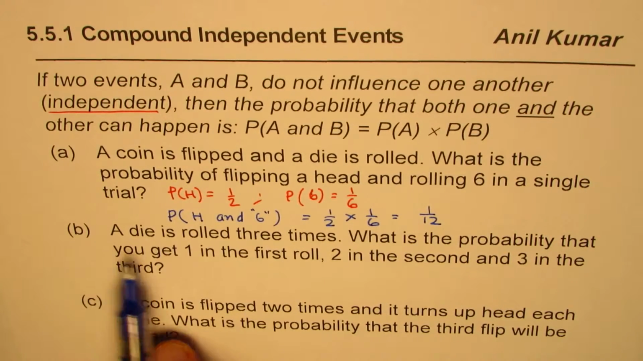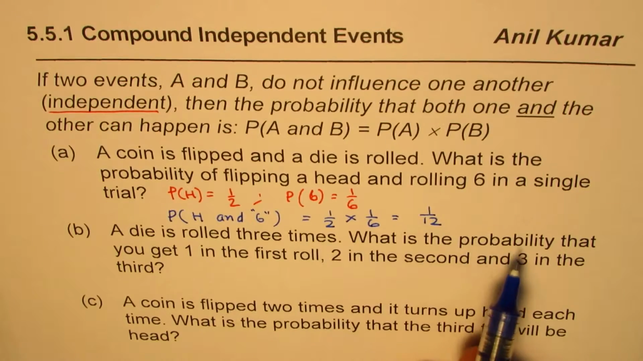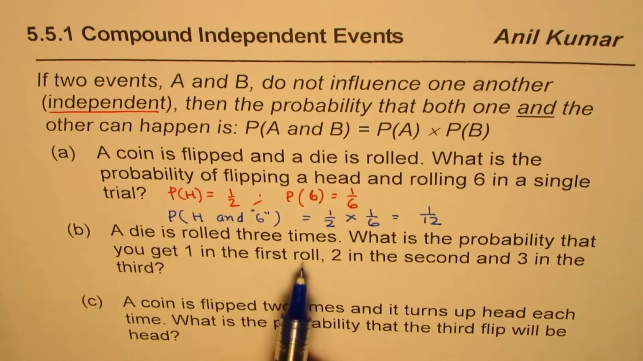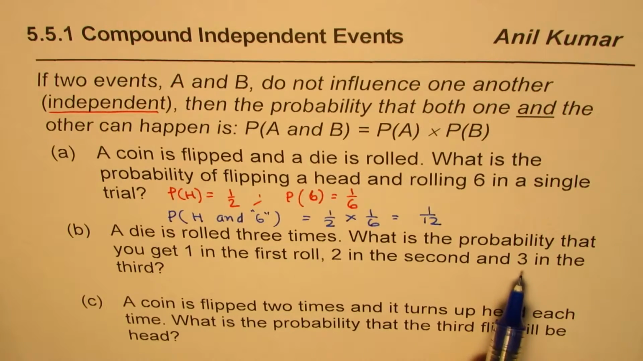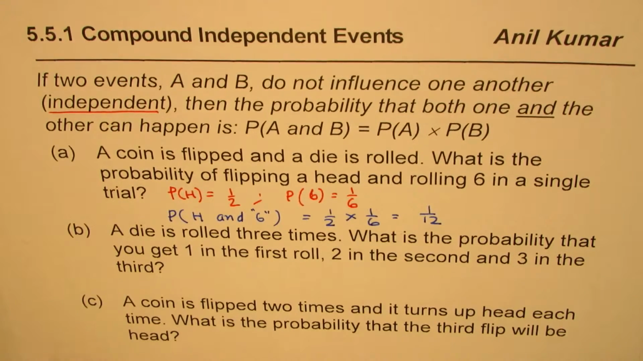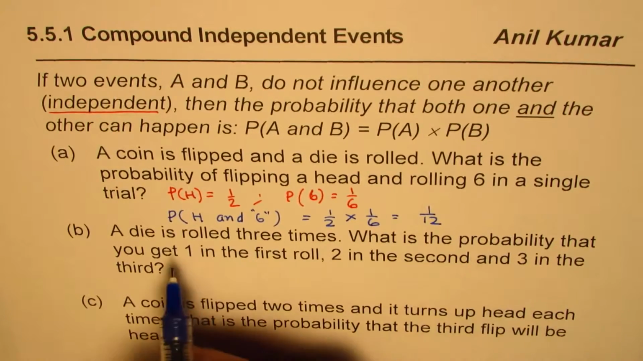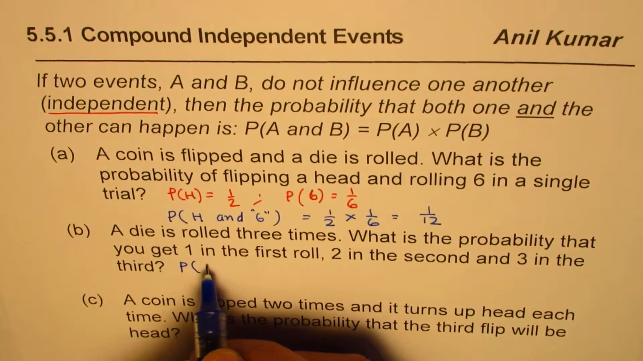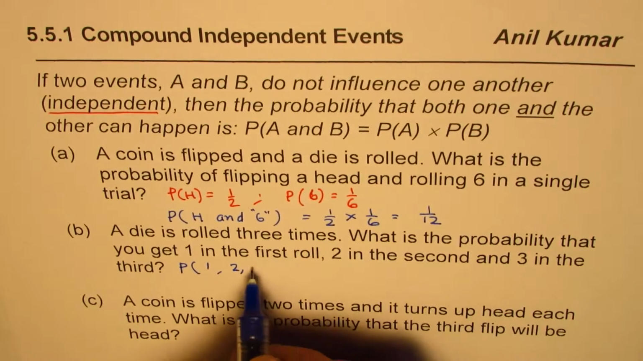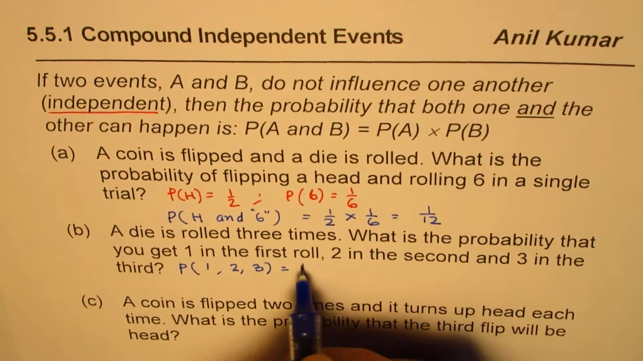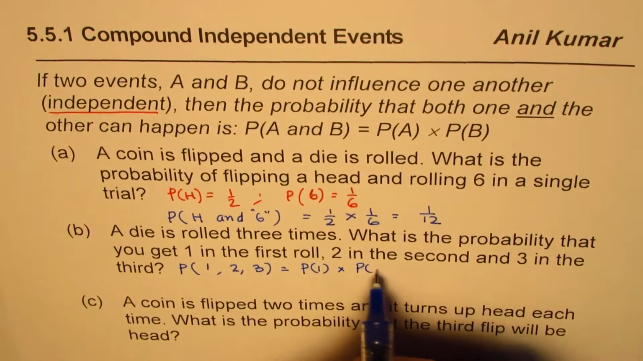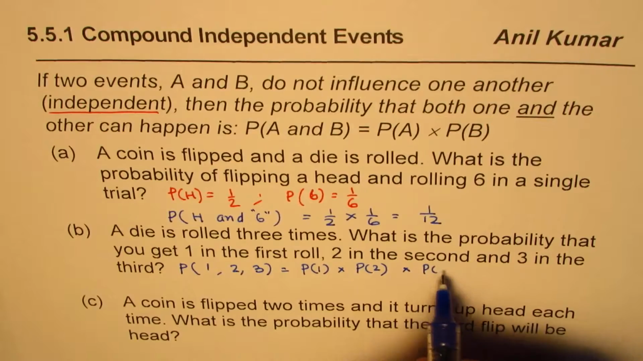The next one is a die is rolled 3 times. What is the probability that you get 1 in the first roll, 2 in the second, and 3 in the third? Whenever you roll a die, it doesn't influence the next result. You again roll the die, and again, it could fall on any face out of those 6. So in these 3 trials, what is the probability of getting 1 and then 2 and then 3? It is the probability of getting 1 times the probability of getting 2 times the probability of getting 3.